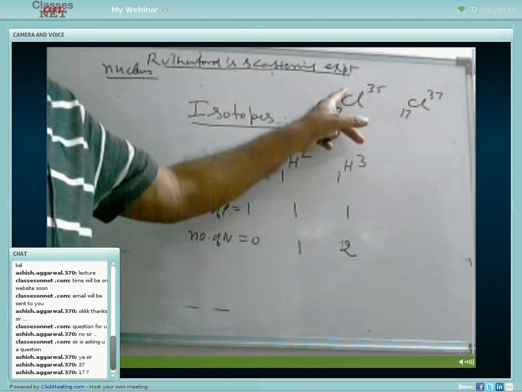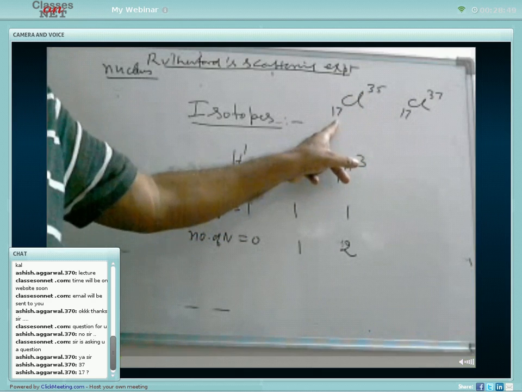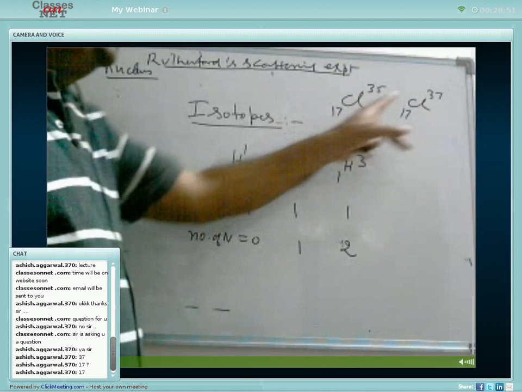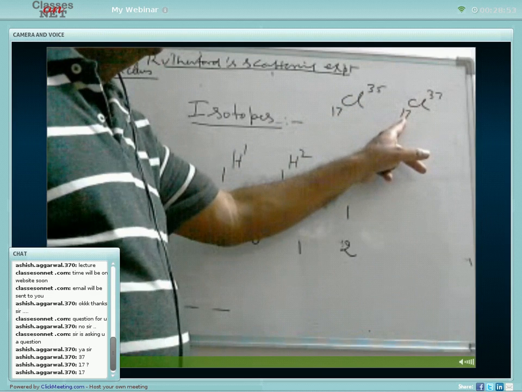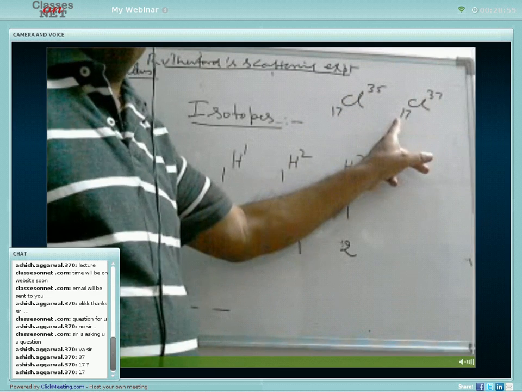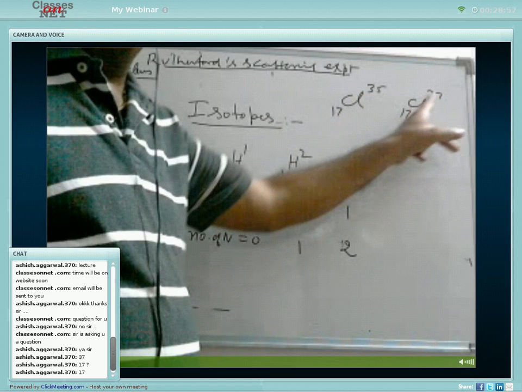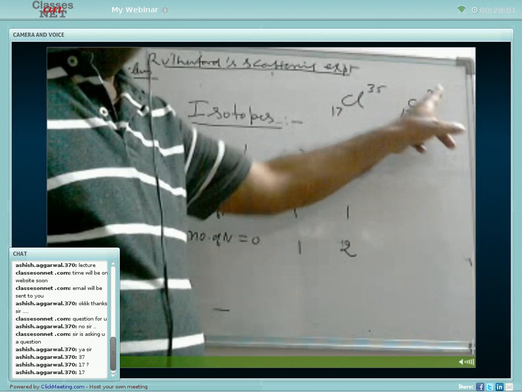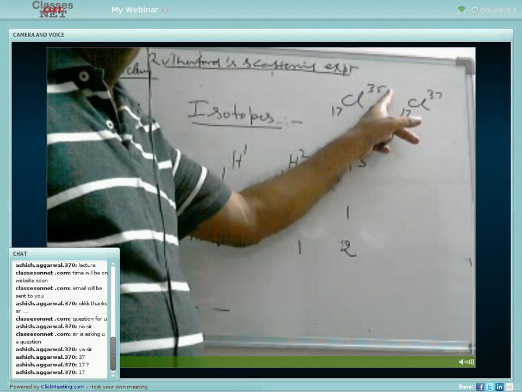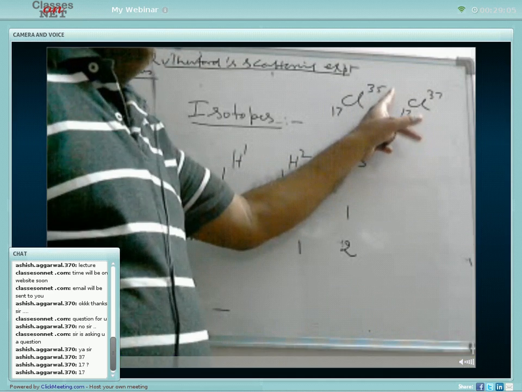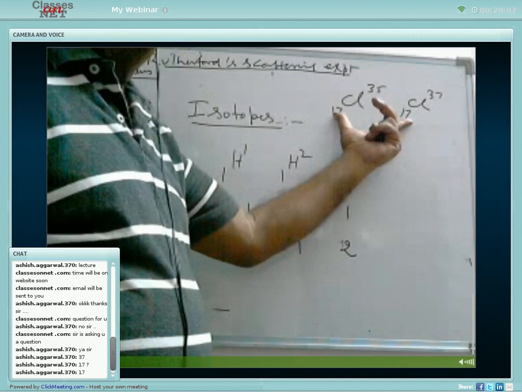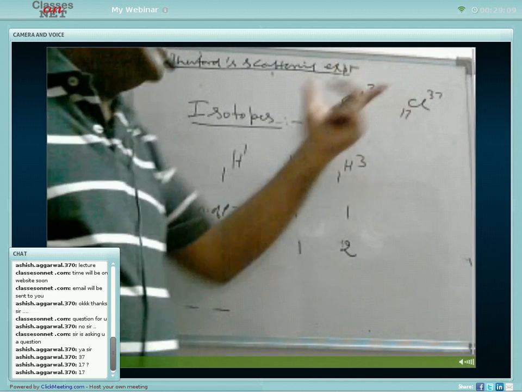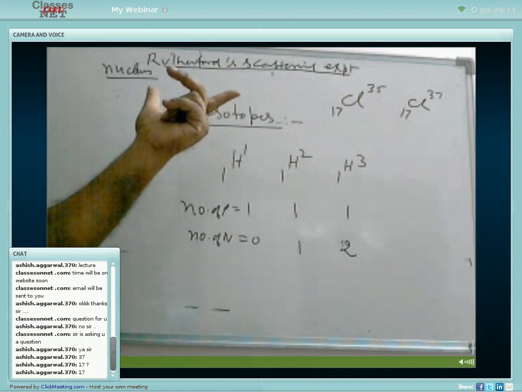And how many protons are there in this atom? 17. How many neutrons are there in this atom? 20, because 20 and 17 will become 37. The number of neutrons in this will be 20, and the number of neutrons in this will be 18. These atoms have the same atomic number but different mass number, so they are called isotopes.